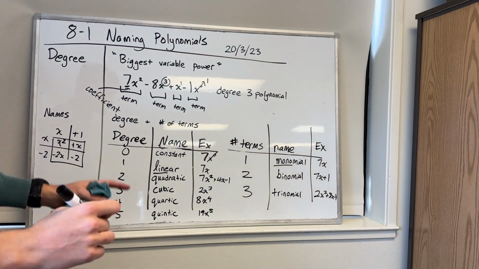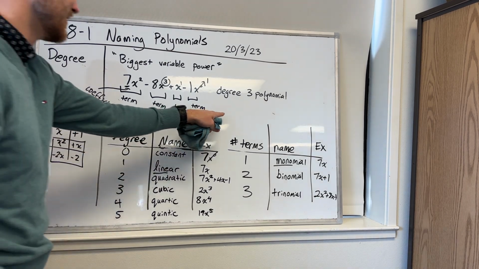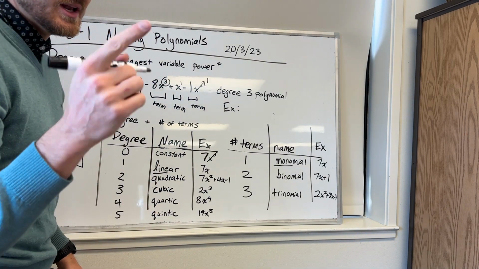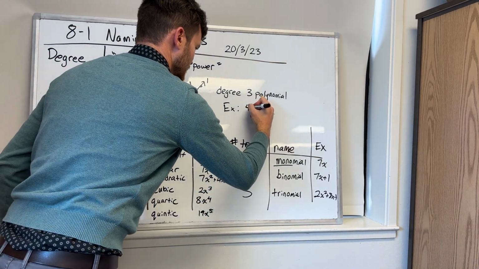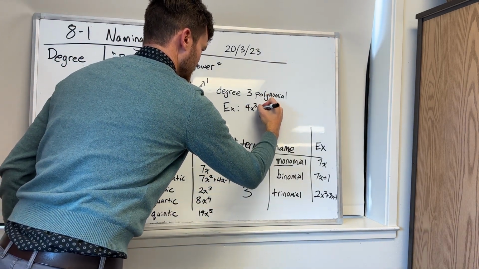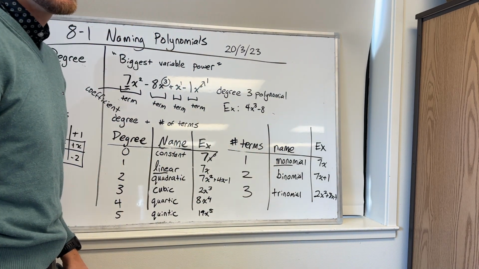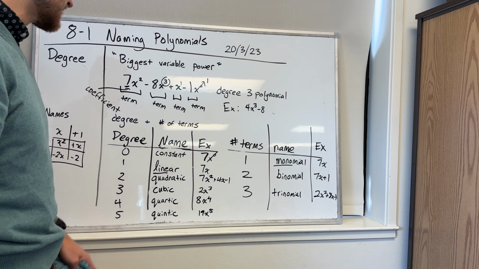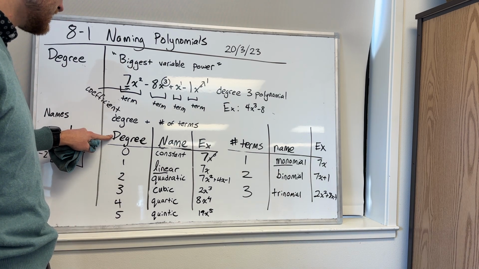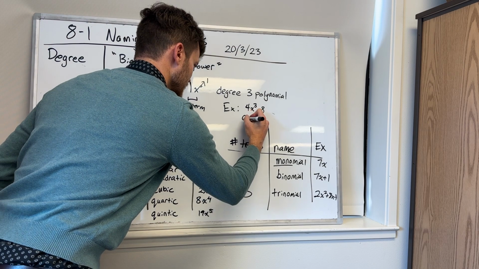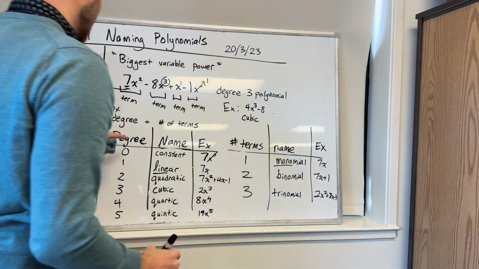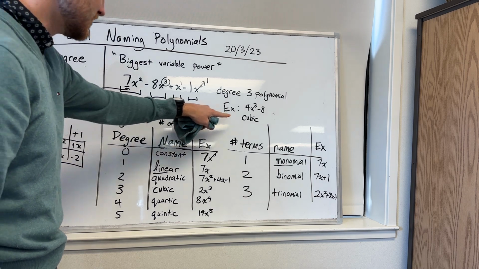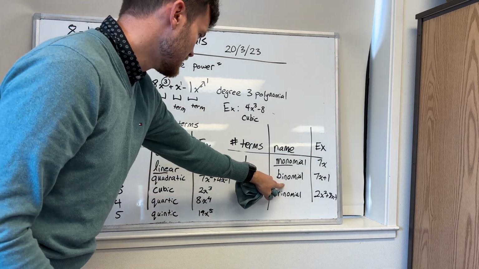And I know, last thing. I just realized, sorry. Squeeze in one more example. I want you to name this. 4x to the power of 3 minus 8. How would I name that? First of all, what degree is it? 3. So I'm gonna write down cubic. Okay, and then I do the degree and the number of terms. How many terms do I have? 2. So I call it a cubic binomial.